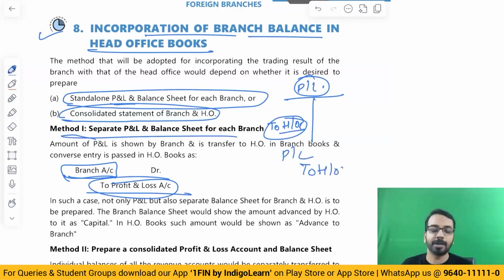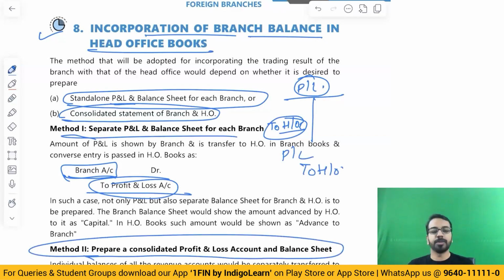That is when separate P&L and balance sheet is prepared. Sometimes what they do is they prepare a consolidated P&L and balance sheet. Now, consolidated P&L and balance sheet basically means transfer all the ledger balances from the branch to the head office and then prepare a combined P&L.